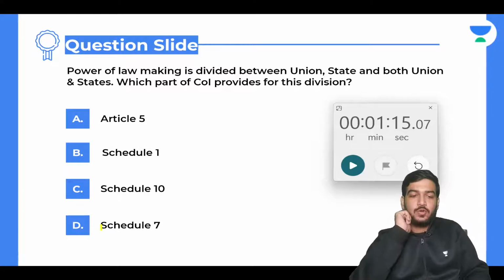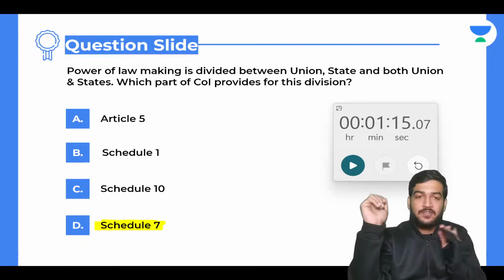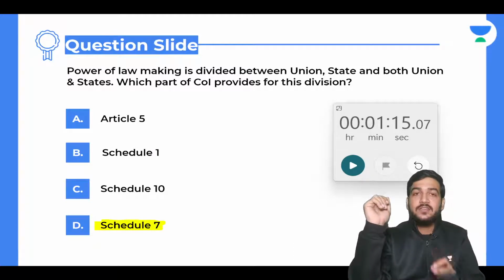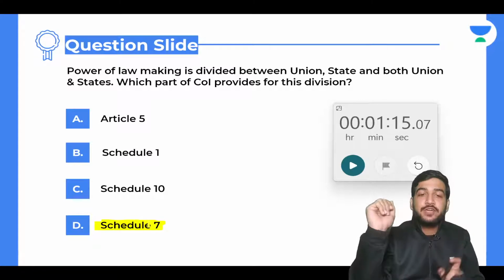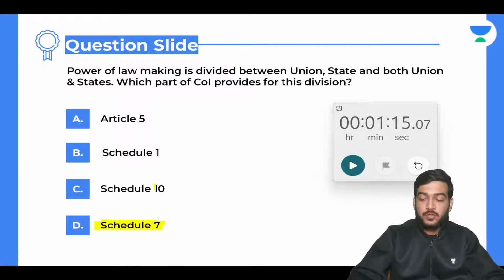Alright, so the answer is Schedule 7 of the Indian Constitution. After articles we have 12 schedules in the Constitution. Schedule number 7 provides for division between the state, union and concurrent list. That is, both union and states can make laws about it. Schedule 7, okay? That is the answer to this question.